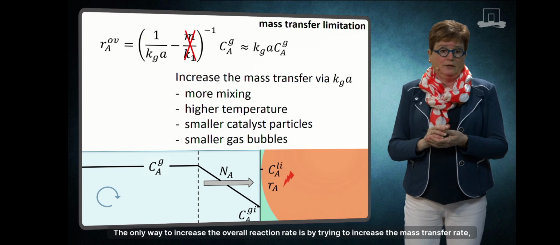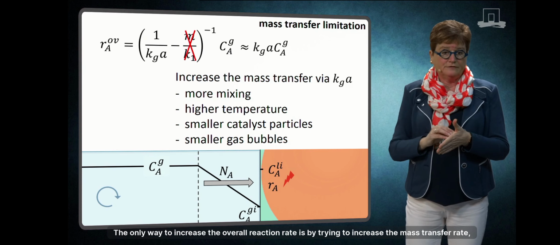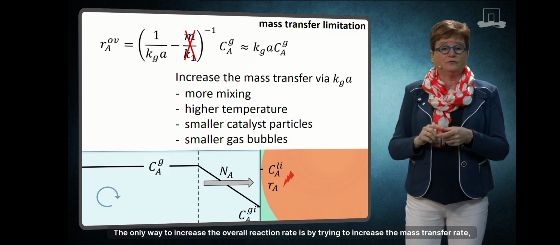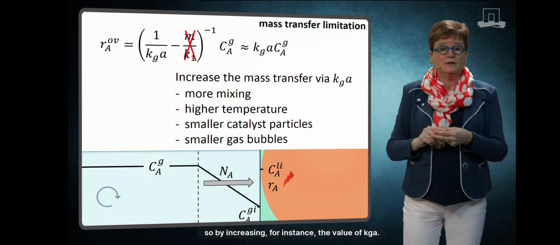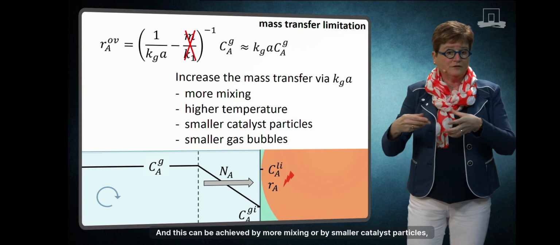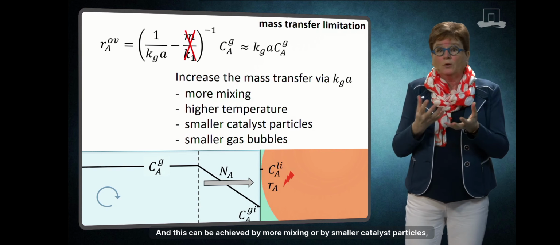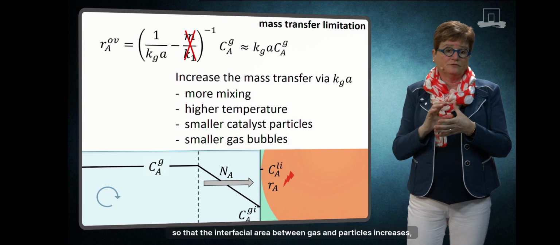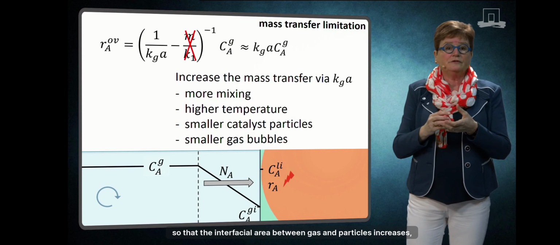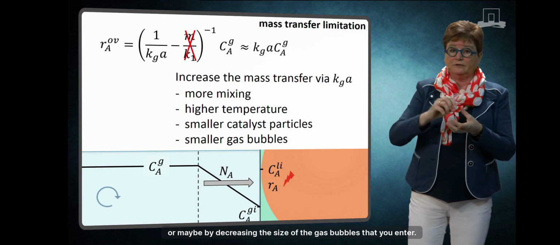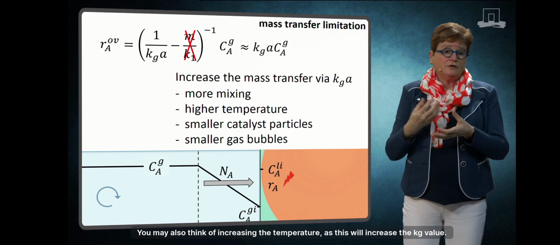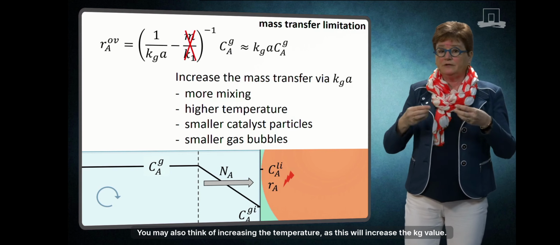The only way to increase the overall reaction rate is by trying to increase the mass transfer rate. So by increasing, for instance, the value of kGa. And this can be achieved by more mixing or by smaller catalyst particles, so that the interfacial area between gas and particles increases, or maybe by decreasing the size of the gas bubbles that you enter. You may also think of increasing the temperature, as this will increase the kG value.